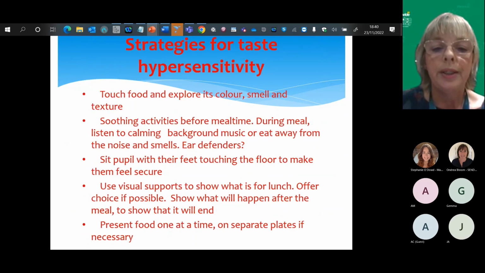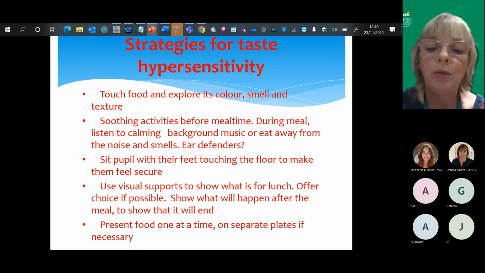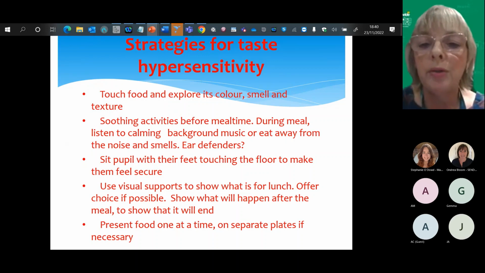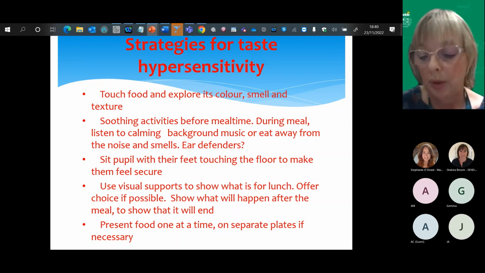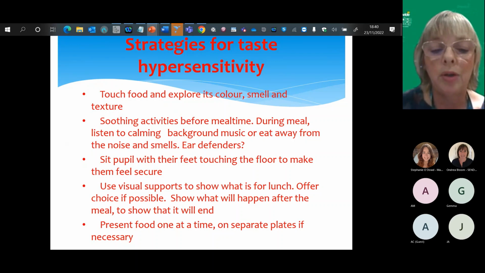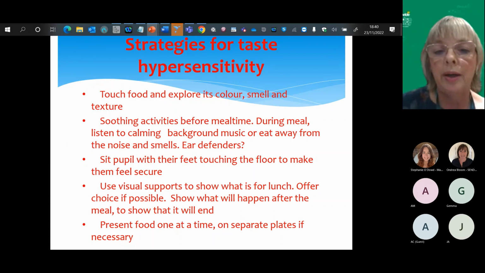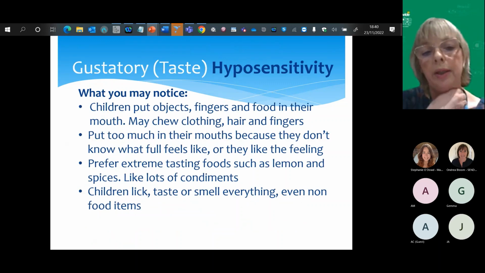Strategies for taste hypersensitivity: just playing with food, using soothing activities before meals, so that you go into mealtime with Winnie the Pooh and not Tigger. You go into mealtime with the child not in that heightened situation, being aware of the environment and making sure that it's calm and relaxed and that there isn't pressure, just to try and help support. It's a good way of doing it.